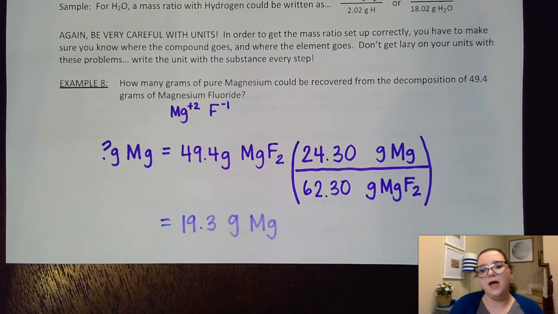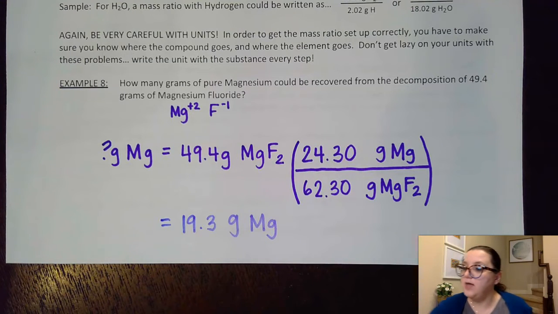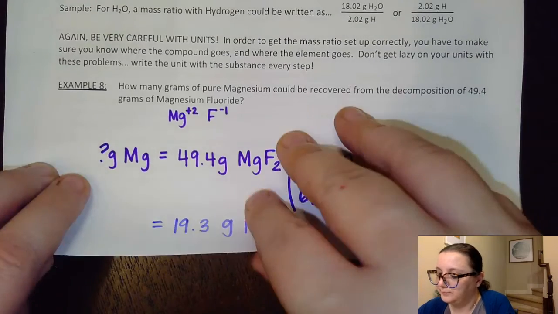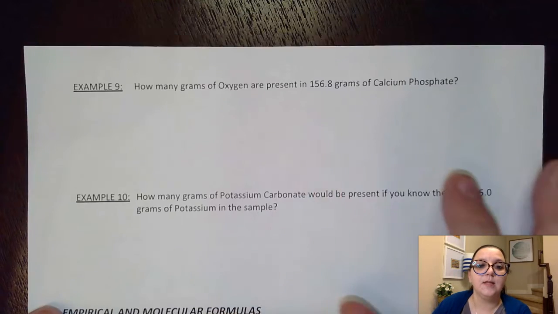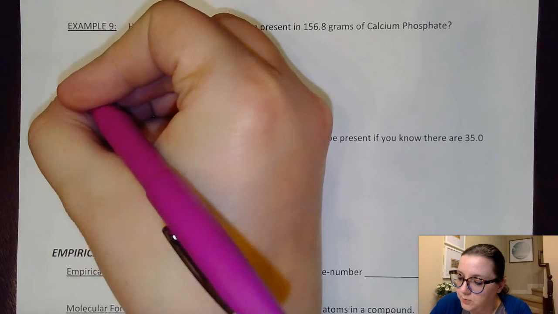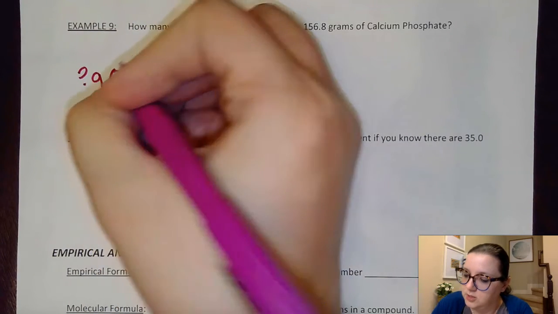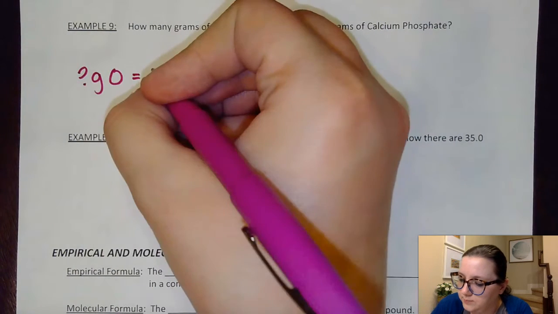So let's look at one now that we had more than just 1 of a particular element. So go ahead and flip to the next page. And let's look at our next example here. This next one says, hey, how many grams of oxygen are present in 156.8 grams of calcium phosphate? All right, so I look for what is how many statement. I have how many grams of oxygen. So I'm going to put question mark grams of oxygen here. My starting value is 156.8.